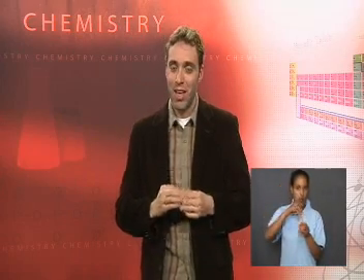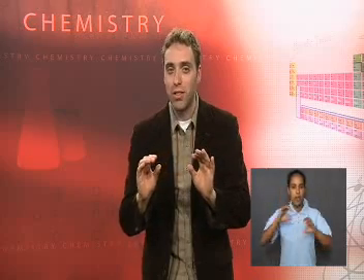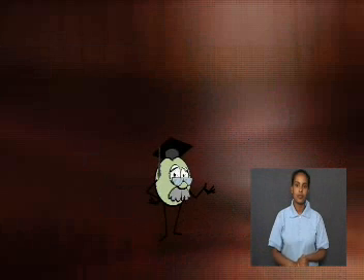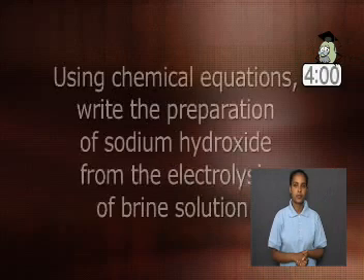Students, let us do one more activity. Using chemical equations, write the reduction at the cathode, the oxidation at the anode, and the overall reaction that takes place during the preparation of sodium hydroxide from the electrolysis of brine solution. Students, let's get ready. Begin.